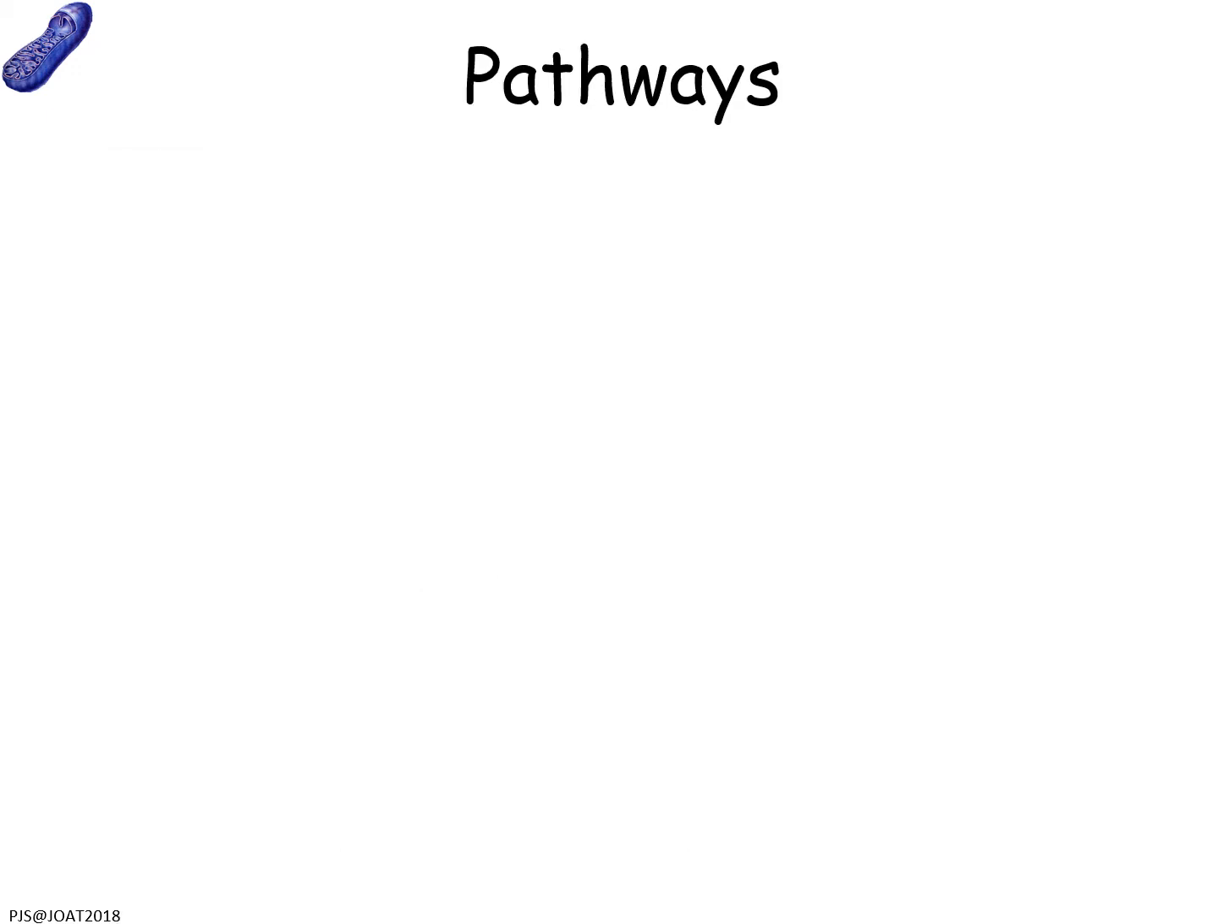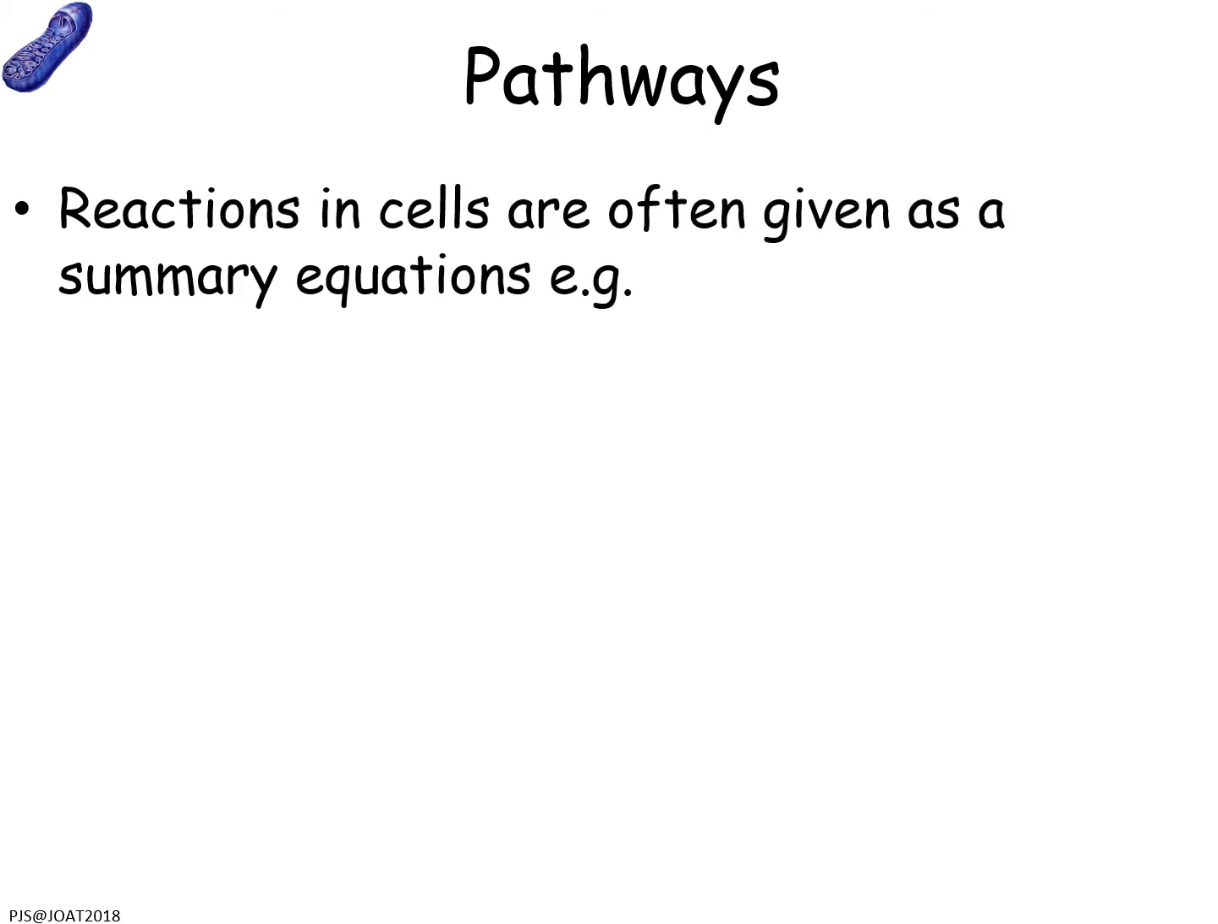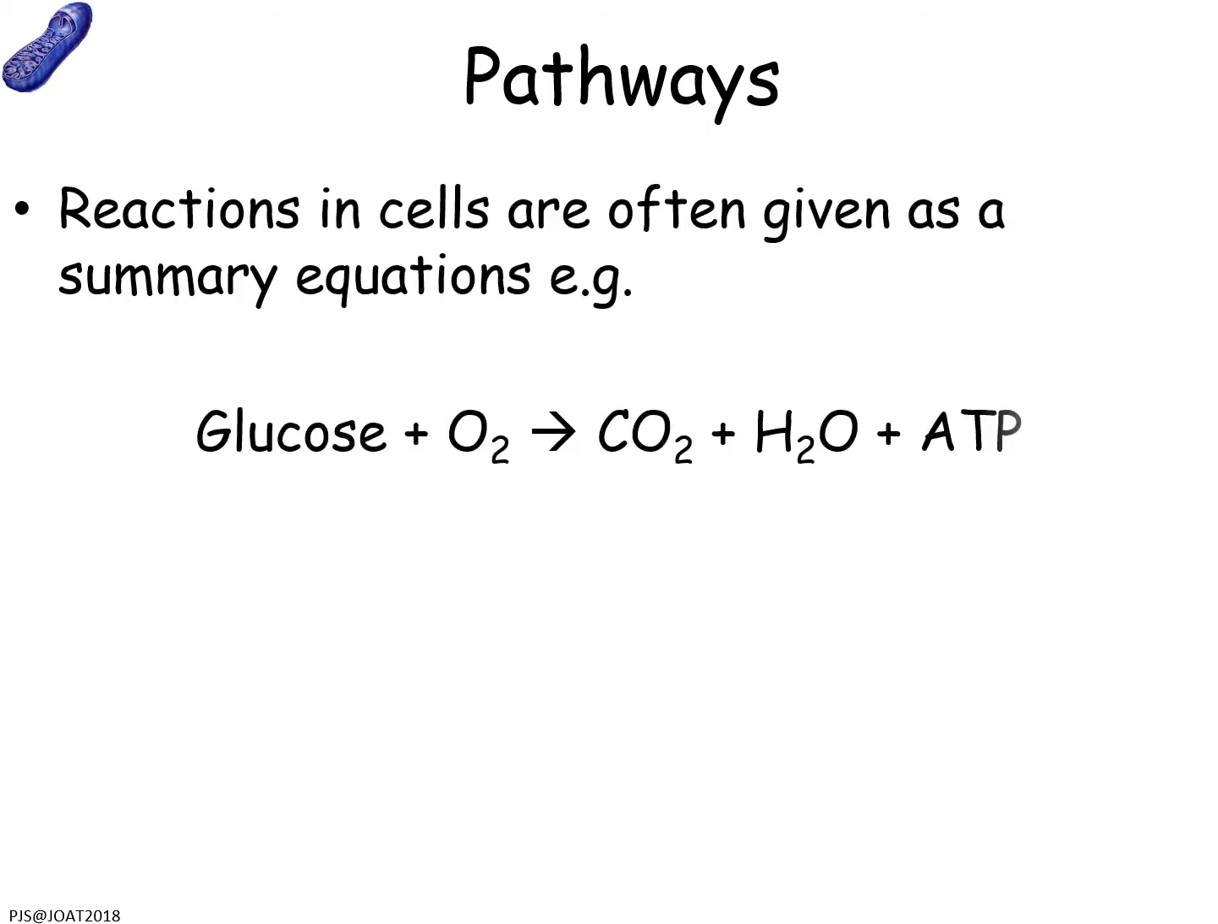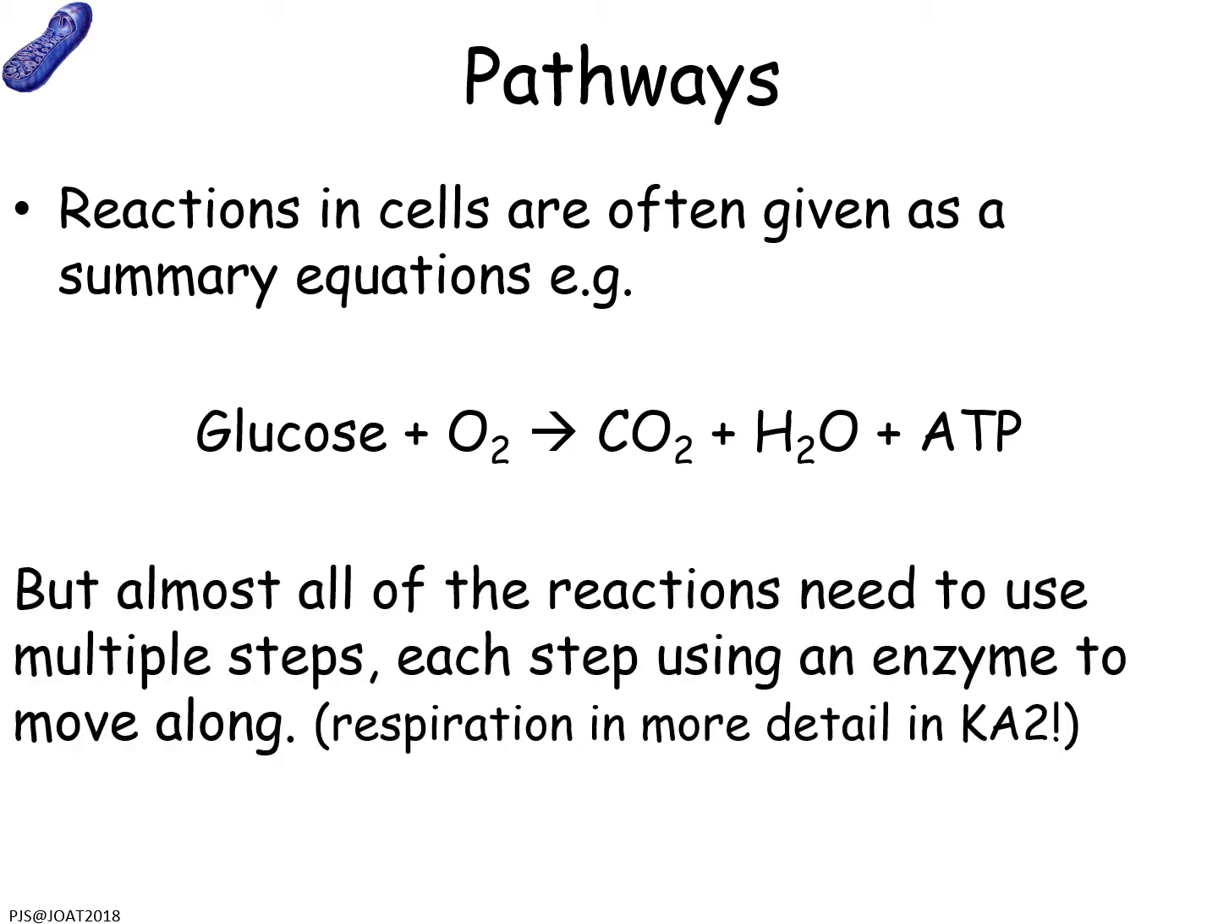When you're given a normal reaction within a cell, you're normally given it as a summary, and that's because that works nicely. We say glucose and oxygen gives you carbon dioxide, water and ATP. We go, that's fine, great, not a problem. However, that is not the truth in terms of what's happening inside the cell. That is going to be lots and lots of little reactions going on to make that up.